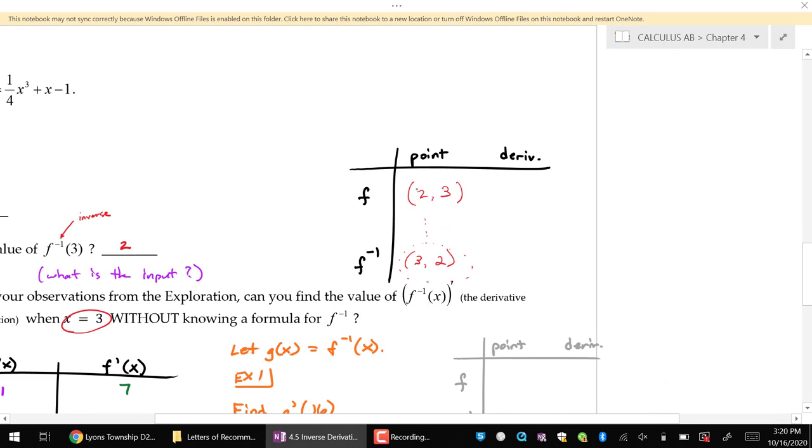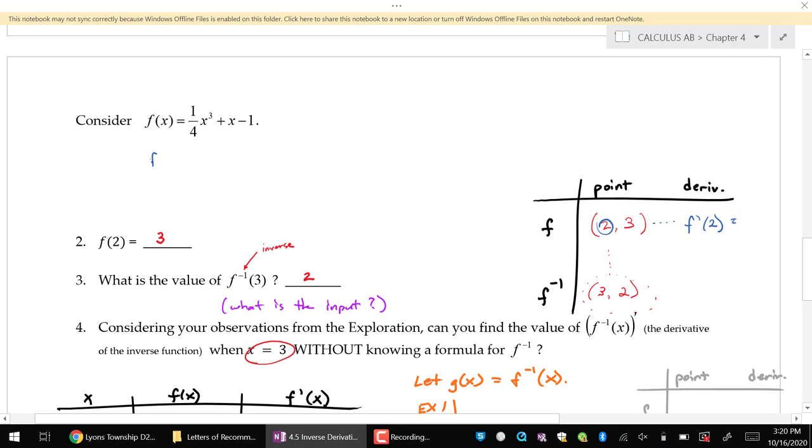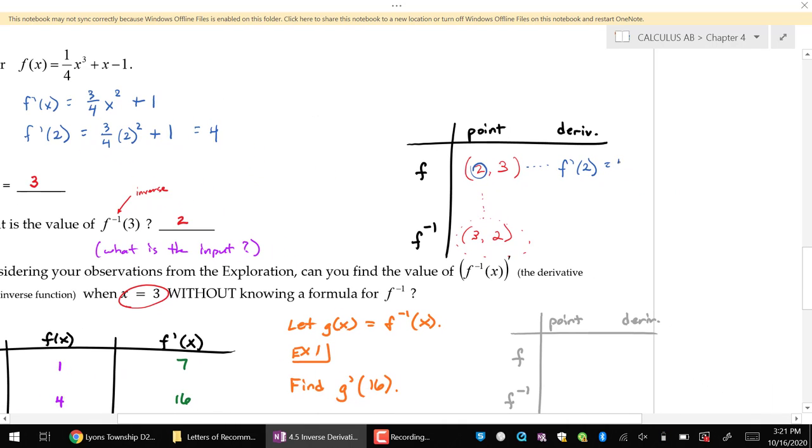What is f prime of 2? Not the inverse of f, but the regular f. Well, let's come back here and do a power rule. F prime of x on this thing would be 3/4 x squared plus 1. And I want to plug in 2, so f prime of 2 is going to be 3/4 of 2 squared plus 1. So that looks like 3 plus 1 for a value of 4. F prime of 2 is equal to 4.